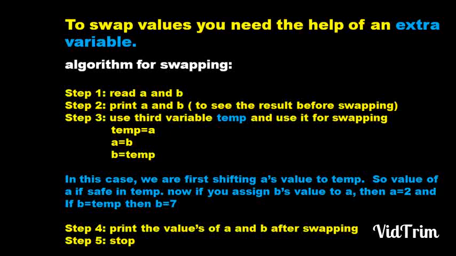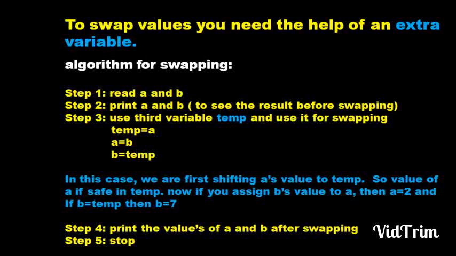So value of A is safe in temp. Otherwise it will be overwritten. To avoid that, I am shifting the value of A to temp. Now if you assign B's value to A, then A will be 2. And if B is equal to temp, it means B is equal to 7 because 7 you had in temp and temp had what? A's value. That means B is equal to temp means B is equal to 7.